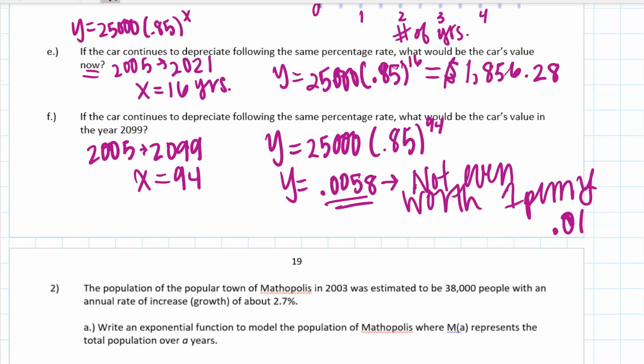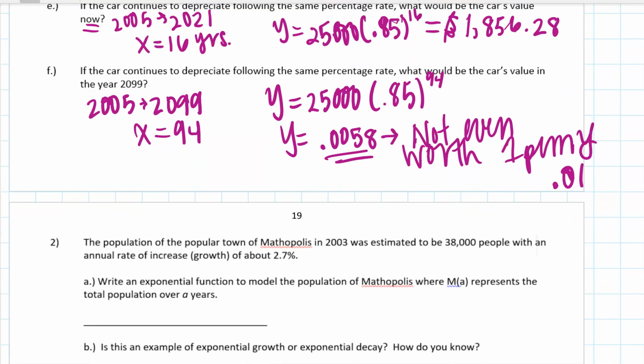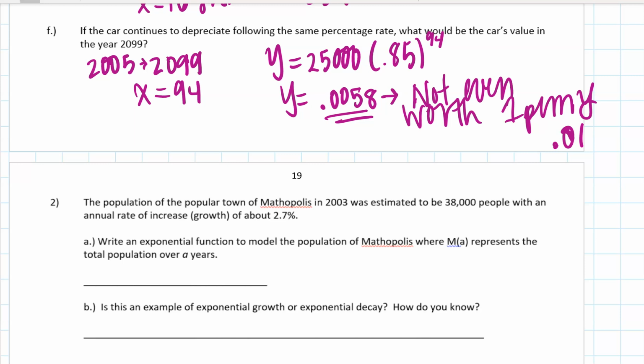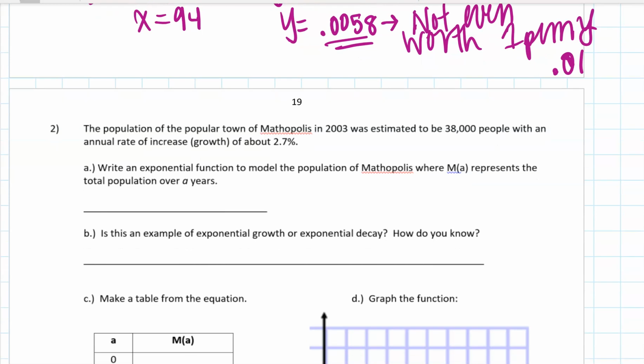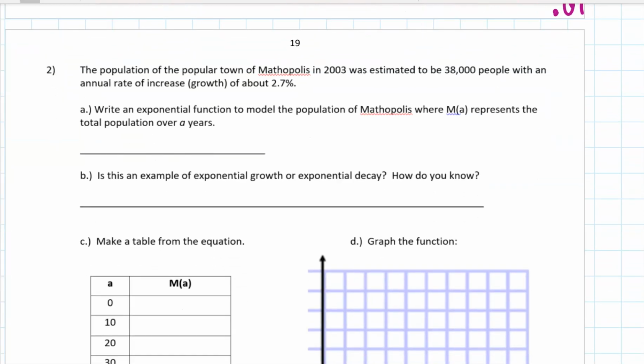Okay. So that's the kind of stuff that we're going to be doing. The hardest part is making sure you're graphing correctly, because I think everything else you guys are really strong in. Okay. So, we'll do one more, but I think I'm going to have you do most of it on your own. Okay, so just be ready.